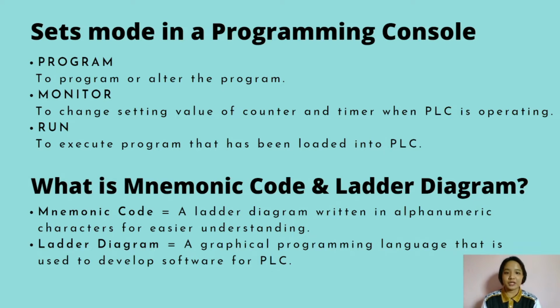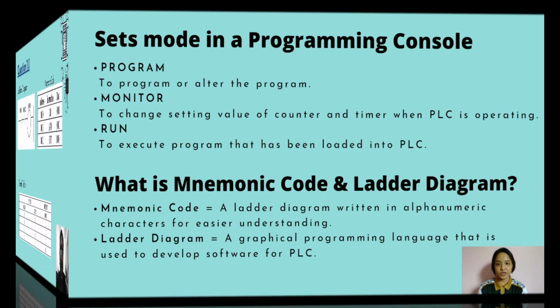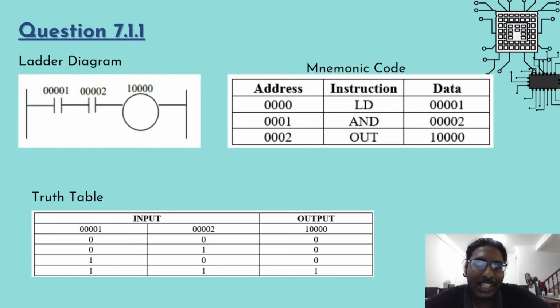So what is a mnemonic code and ladder diagram? Mnemonic code is a set of alphanumeric characters for easier understanding of the ladder diagram, and a ladder diagram is a graphical programming language.